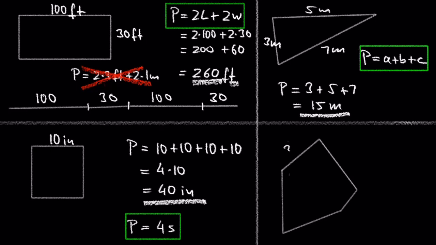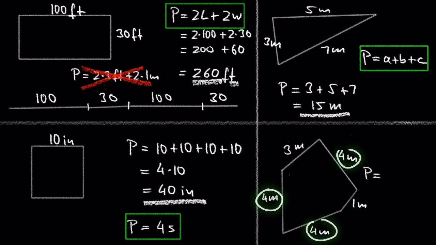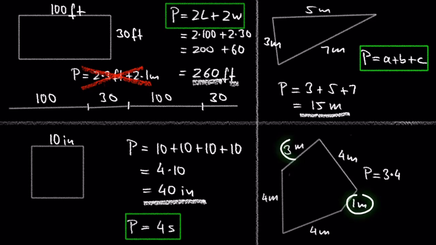Let's say this side is 3 meters, this side is 4 meters, this side is 1 meter, this side is 4 meters, and this side is also 4 meters. So the perimeter is 3 times 4 plus 1 plus 3. 3 times 4 is 12, plus 1 is 13, plus 3 is 16 meters. And we're done with this problem.